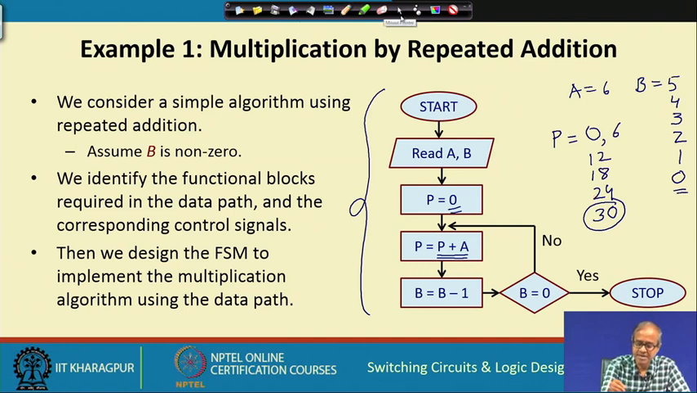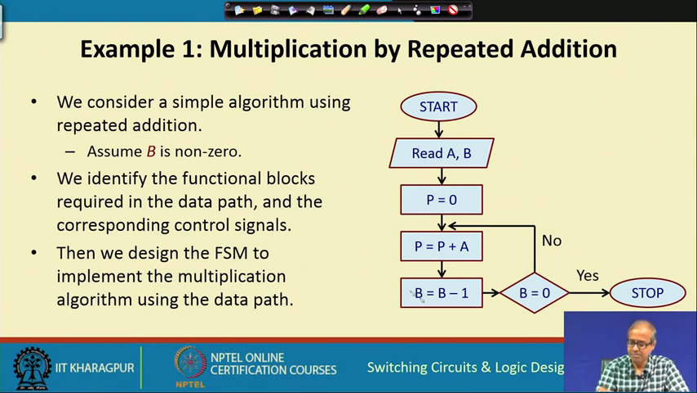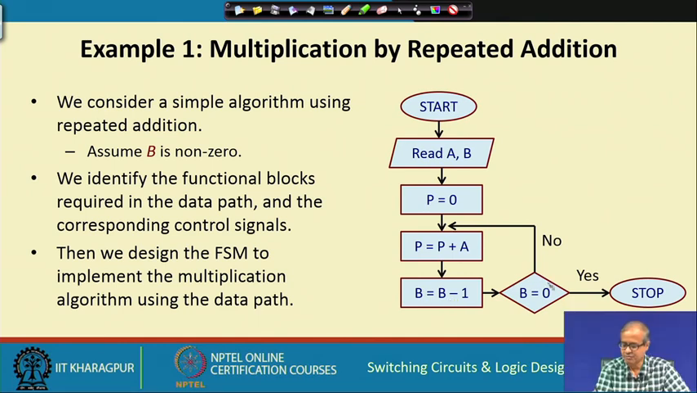Now, it is up to the designer to decide what are the things you require to implement this flowchart. Intuitively speaking, what are the things you need? You need two registers to store A and B, you need one register to store the product P. You need an adder circuit. For B equal to B minus 1, you can use a subtractor, but because you are just subtracting by 1, we shall see later that we can use a counter to do it, a counter that can count up or count down. You can use a down counter also, decrement by 1. So, the register B that we use can be a down counter, and a comparator that will check B with 0, that will constitute the data path, and the control path will be generating signals such that computation is carried out in this sequence as specified by the flowchart.